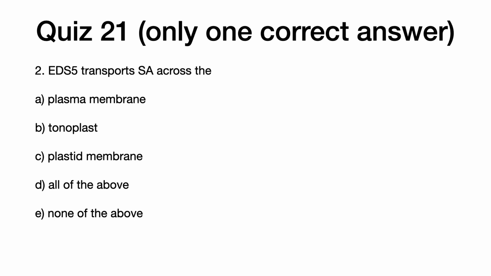2. EDS5 transports SA across the: A. plasma membrane, B. tonoplast, C. plastid membrane, D. All of the above, E. None of the above.